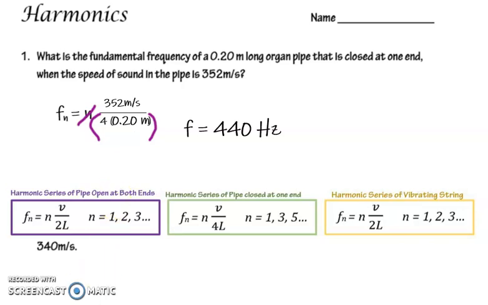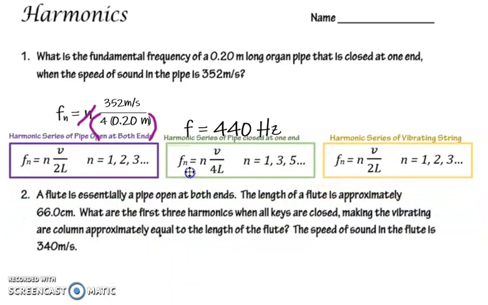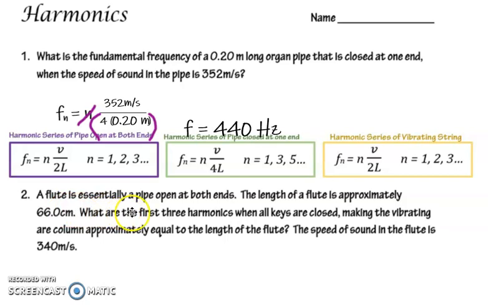Okay, I'm going to go on to number 2. Okay, let me get a pointer. Here we go. So in this one, we've got a flute, which is essentially a pipe open at both ends. So we're going to be using this formula. Let me get that out of the way. It's open at both ends. This right here is our typical one. It's the same exact formula as our vibrating strings one.